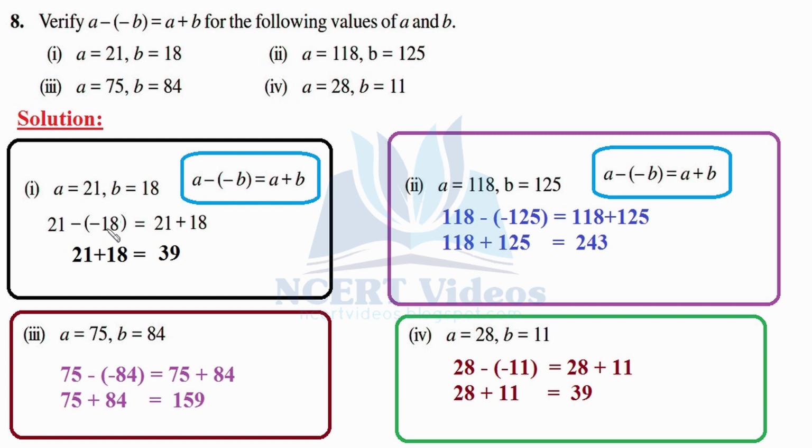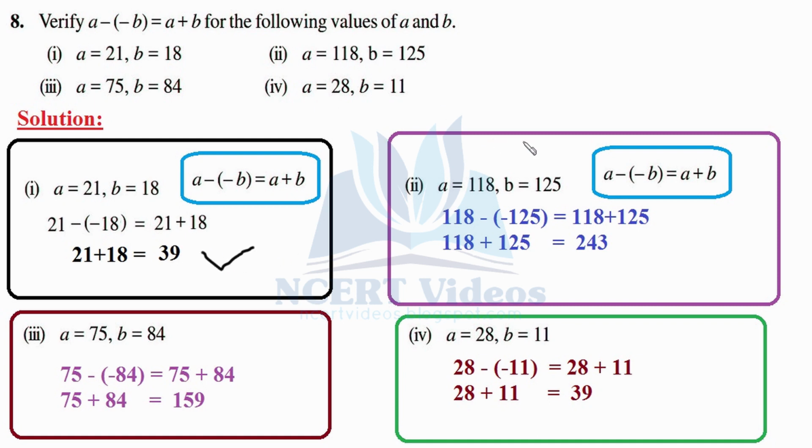Is it true? Well, yes, we have studied earlier. Minus is plus. So 21 plus 18 gives you 39. Hence it is verified. You can see here minus is plus. Left hand side equal to right hand side. This is your right hand side, and when you add 21 plus 18, it is equal.